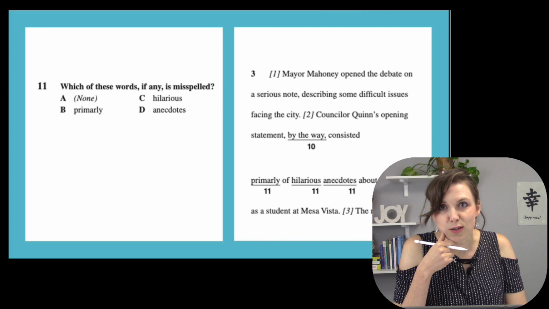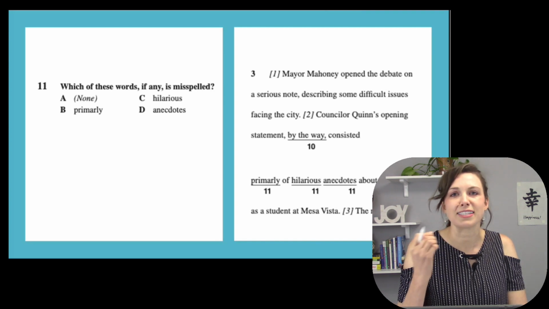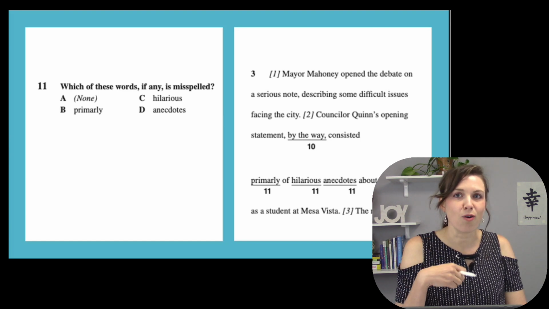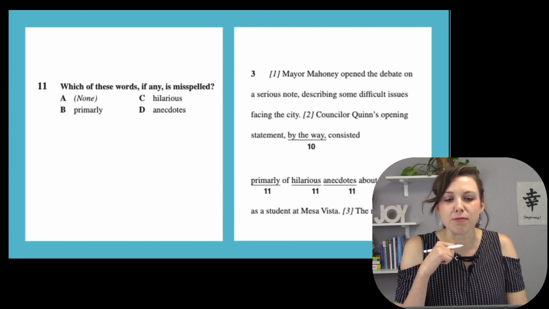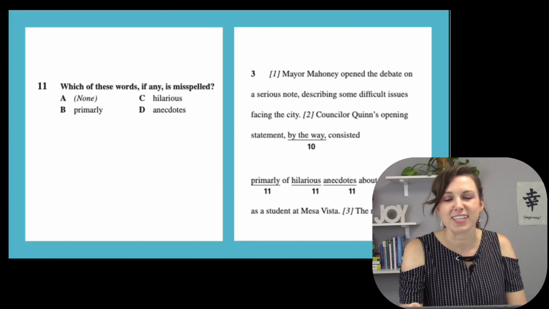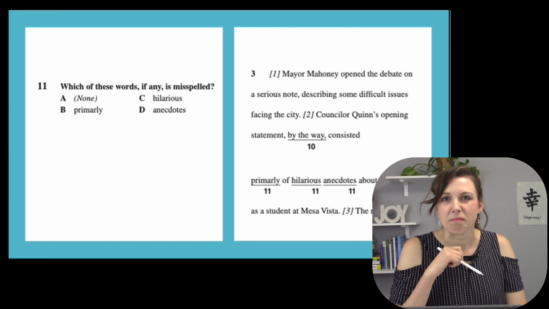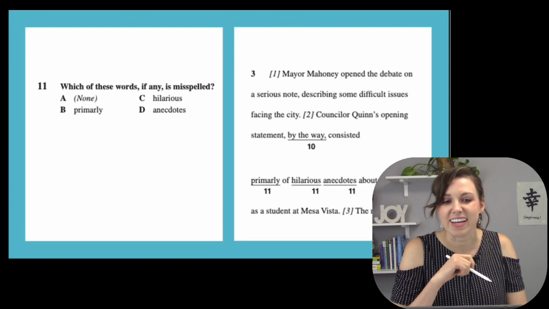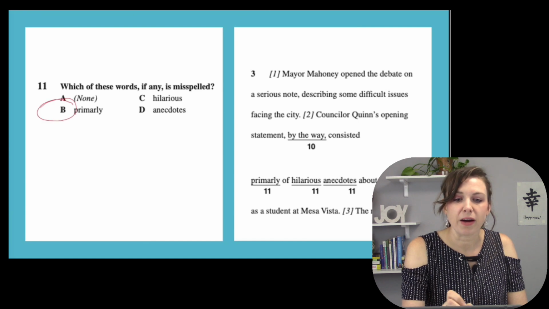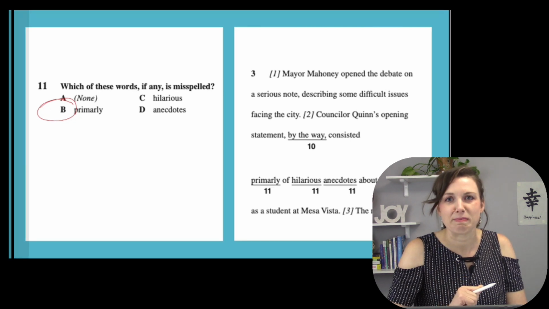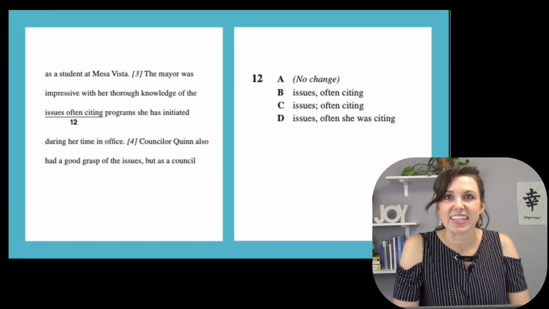D, anecdotes. Anecdote is actually a beautiful word. I tell my students that when they're providing a sample in their essay that relates to their own life, anecdote is a great word to use instead of like saying stories or something, right? Here it says hilarious anecdotes. So something to consider. It's a higher vocabulary word and they're looking for that on the essay. But the answer here is B, primarily should have an I in it. Primarily. I guess 2 I's. Okay, let's look at number 12 here.